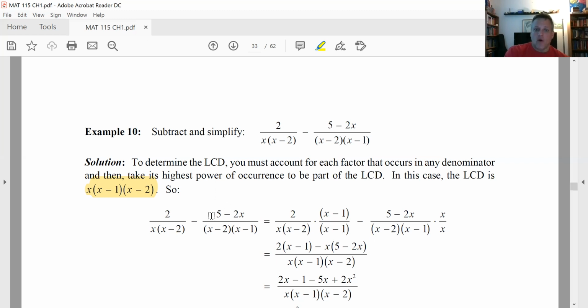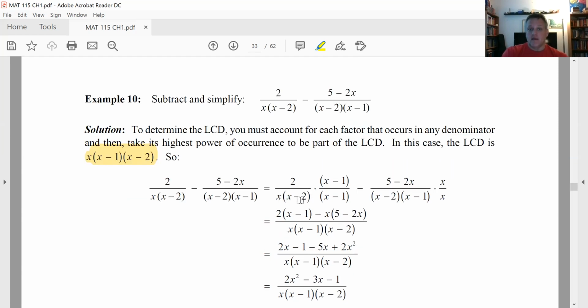Similarly here, I want to multiply top and bottom of this rational expression by what factor or factors are not already in its denominator. If you compare its denominator to the LCD, what's not already there is x. So I'm going to multiply top and bottom by x. Notice both of these fractions now have the same denominator. In fact, that denominator is the LCD, so I can combine them into a single fraction with that denominator. I have the 2 times the x minus 1 from the first one minus x times that factor here.